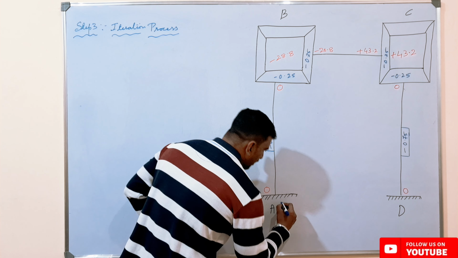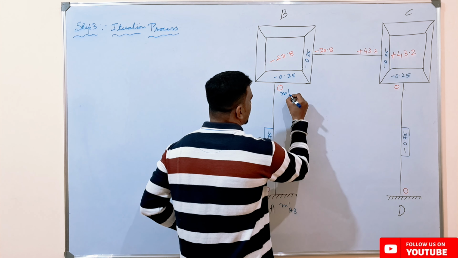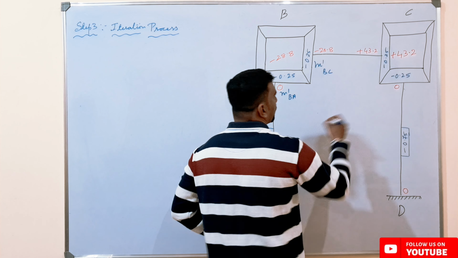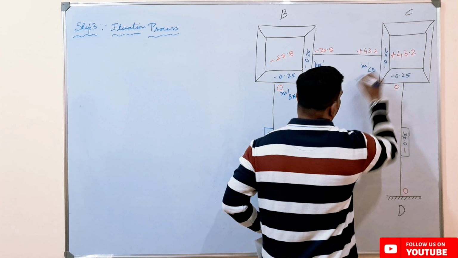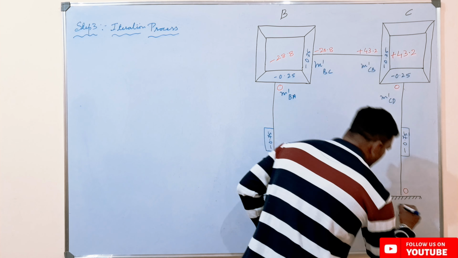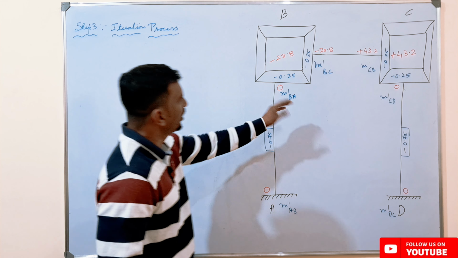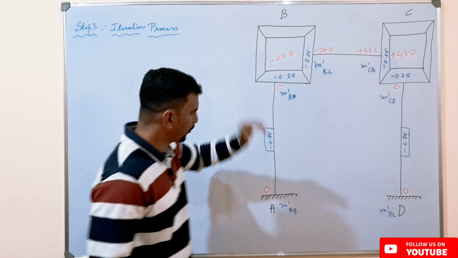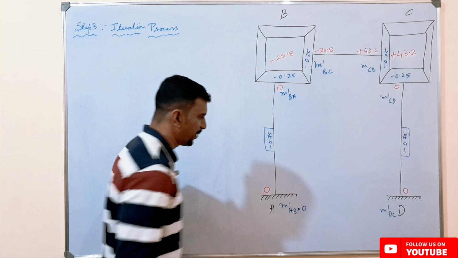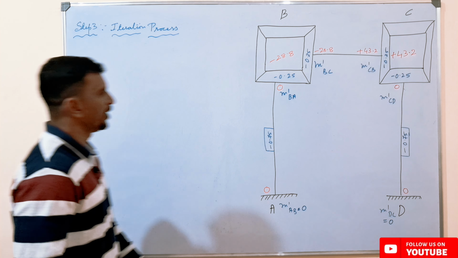So now, if we need to calculate the rotation contributions, which is represented by M dash AB over here, it is M dash BA. Here it will be M dash BC. This will be M dash CB. Here it is M dash CD. Here it is M dash DC. As we know, the rotation contribution is calculated only for the intermediate supports and not for the end supports. So the rotation contributions about the end supports, that is M dash AB, will be equal to 0, and also M dash DC will be equal to 0 over here.